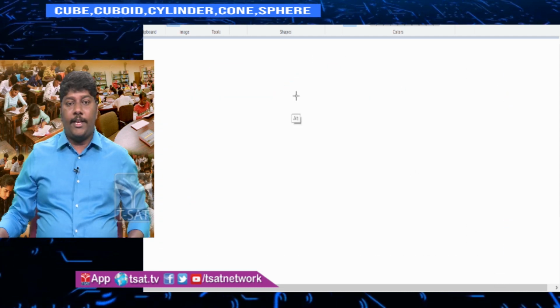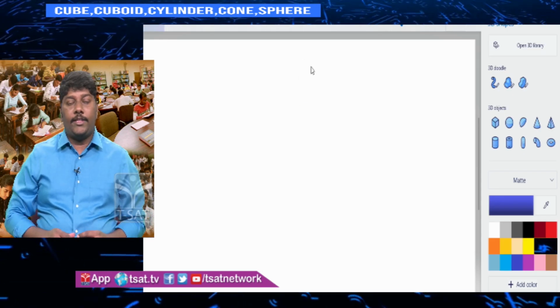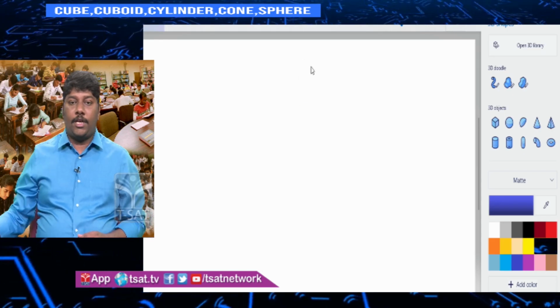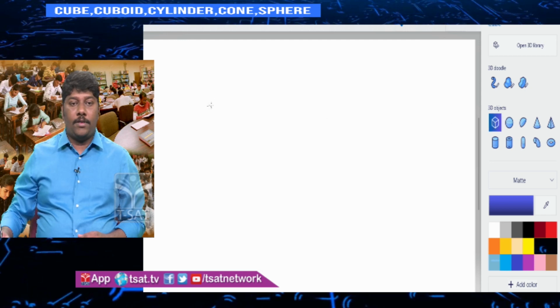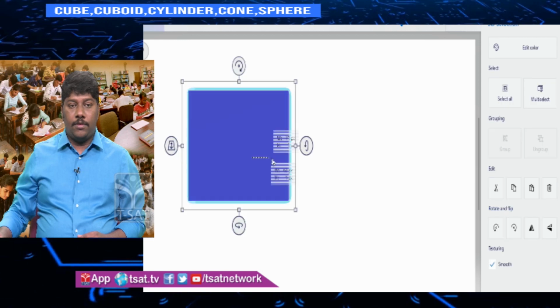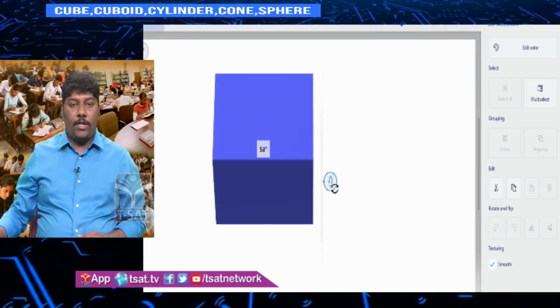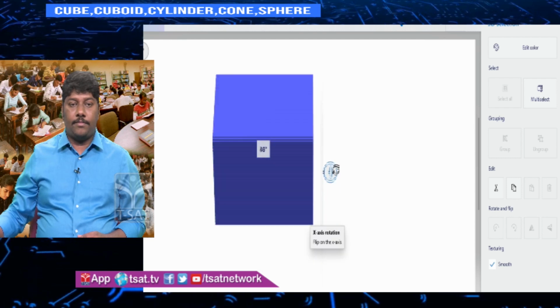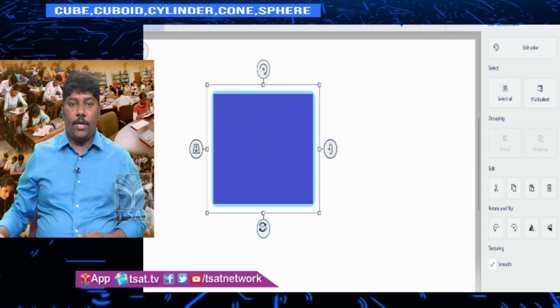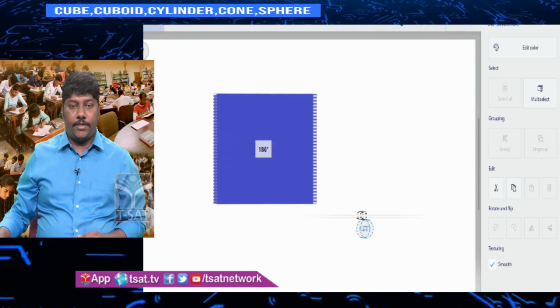Now, let us look at the 3-dimensional figure of a cube. See how a cube looks in 3D. You can imagine here all surfaces are square surfaces. Here also all of them are simply square surfaces.